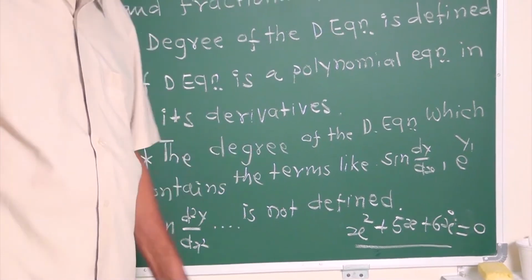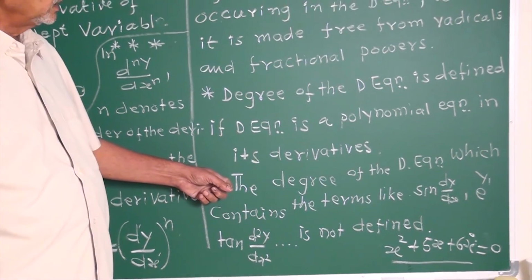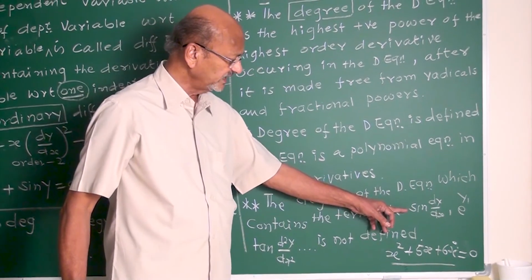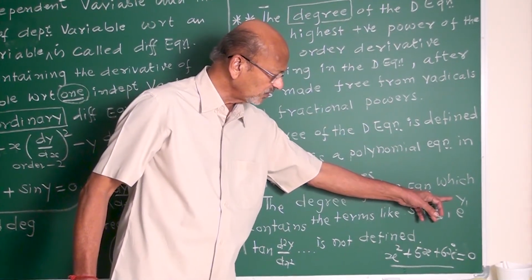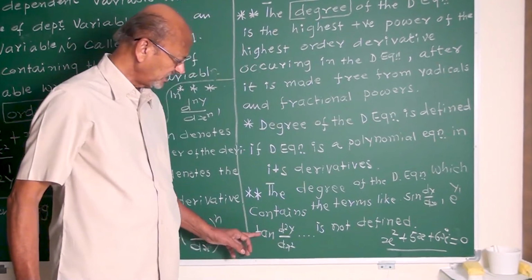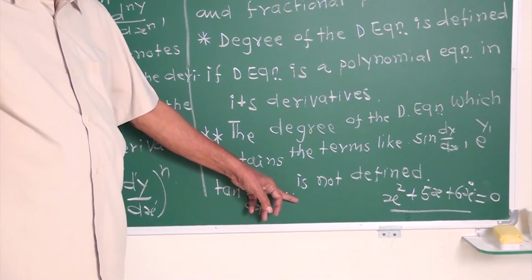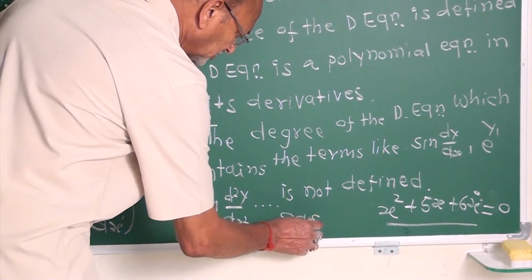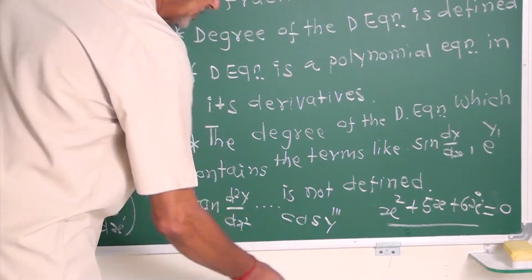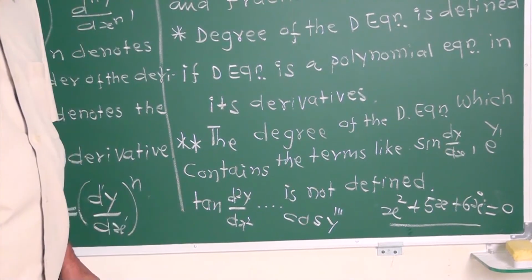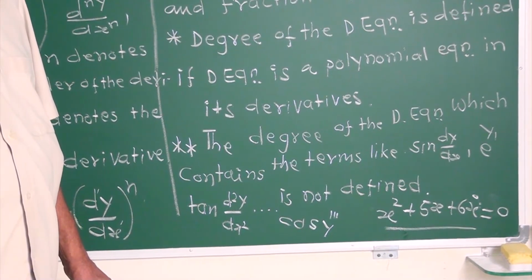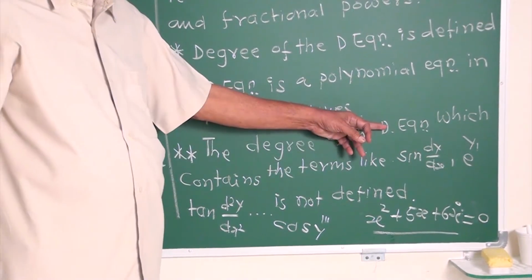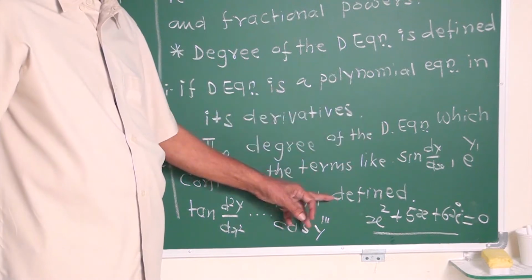Degree is not defined. Therefore, my friends, the degree of the differential equation which contains terms like sin dy by dx, e to the power dy by dx, tan d2y by dx2, cos y triple dash, like this. Triple dash means what? It is a derivative, d3y by dx3, order 3. In that case, the degree of this differential equation is not defined.